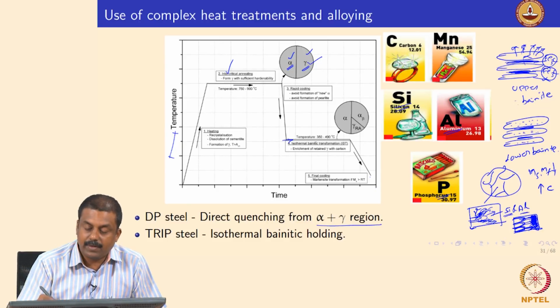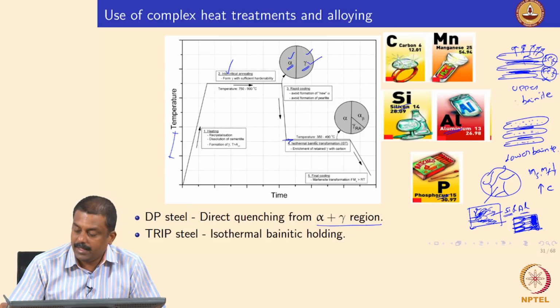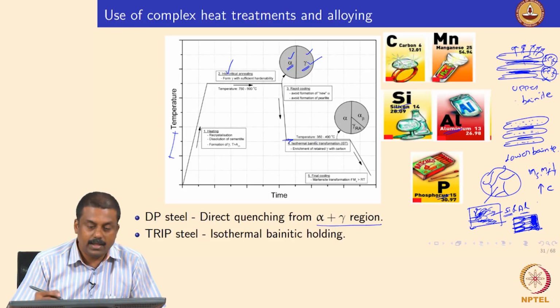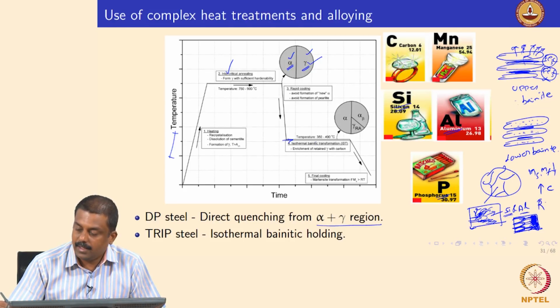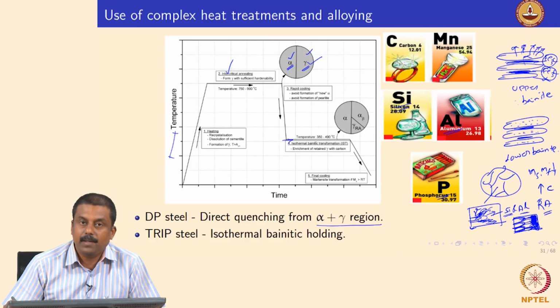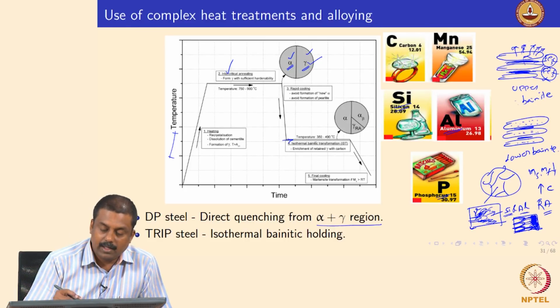So, the amount of austenite which is untransformed during this transformation would be retained as retained austenite. Yes, it's clear. So, I will explain again.